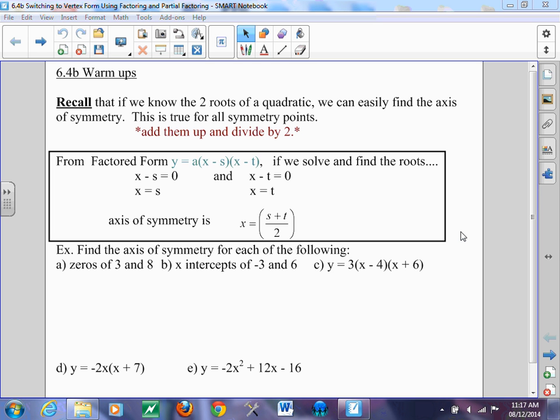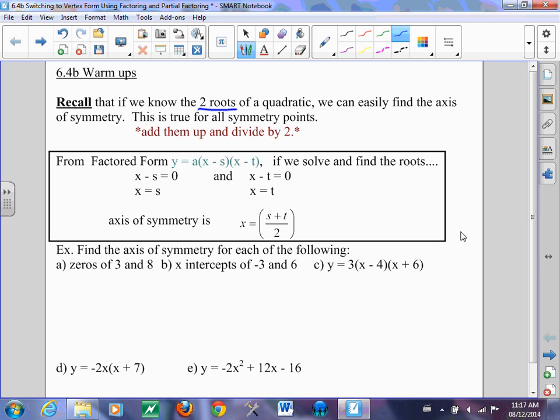Before we get into that, we're going to take a look at some warm-ups. Some of this warm-up is going to be new stuff and some of it is old stuff. Think back to last unit. Recall, if we know two roots or two solutions of a quadratic, we can easily find the axis of symmetry.